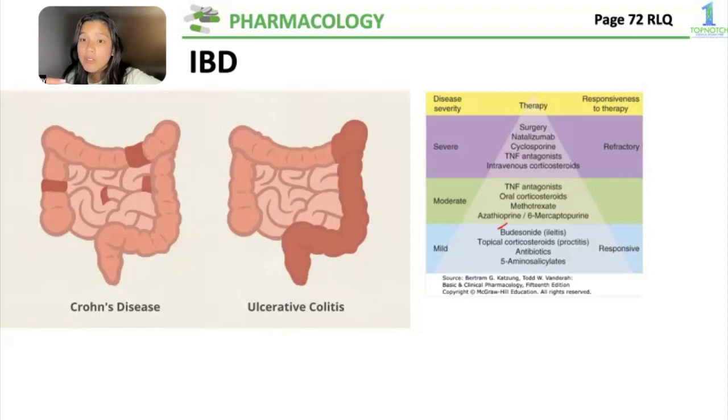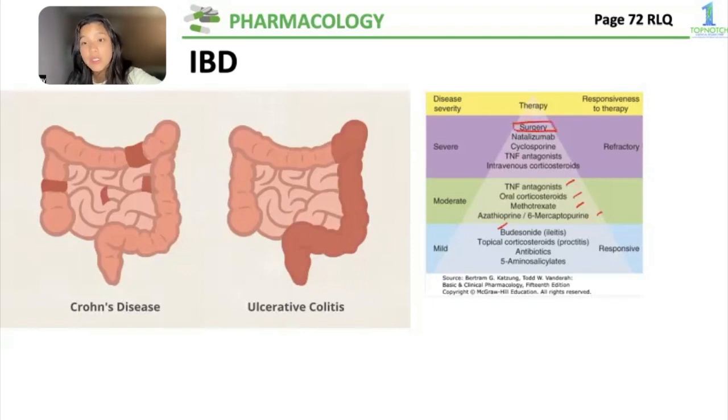When it's moderate inflammatory bowel disease, this is when we step up to your biologics, like your TNF antagonists. Your corticosteroids are now oral. We can give methotrexate, okay, and azathioprine or 6-mercaptopurine, which are some of your immune modulators. And if it's very severe, we can treat it with surgery, although note, there is only one of these two that we can treat with surgery.